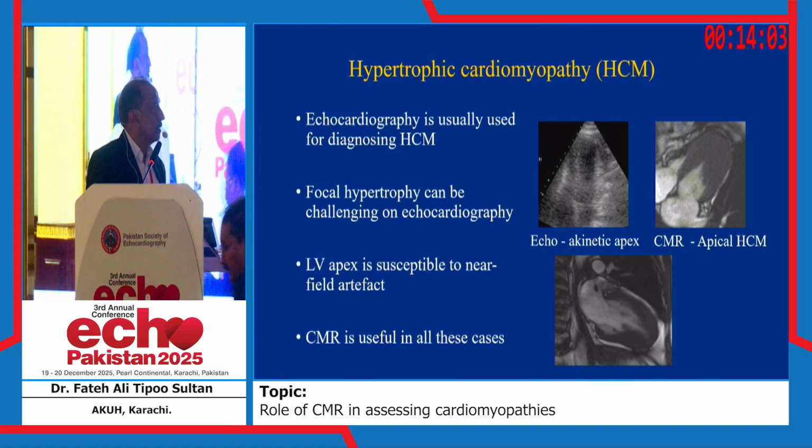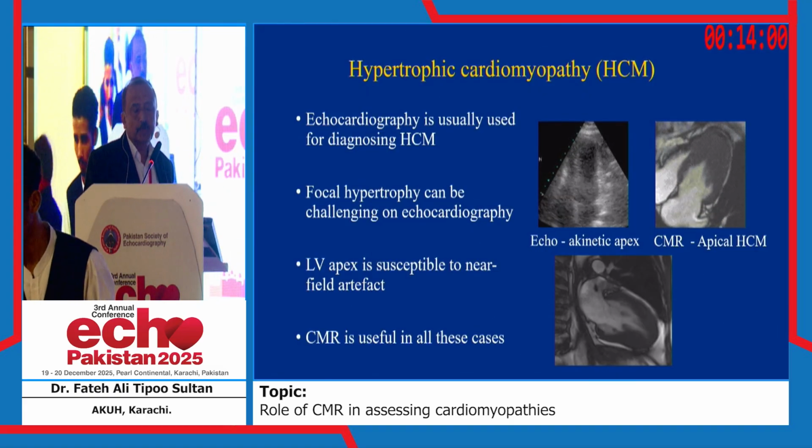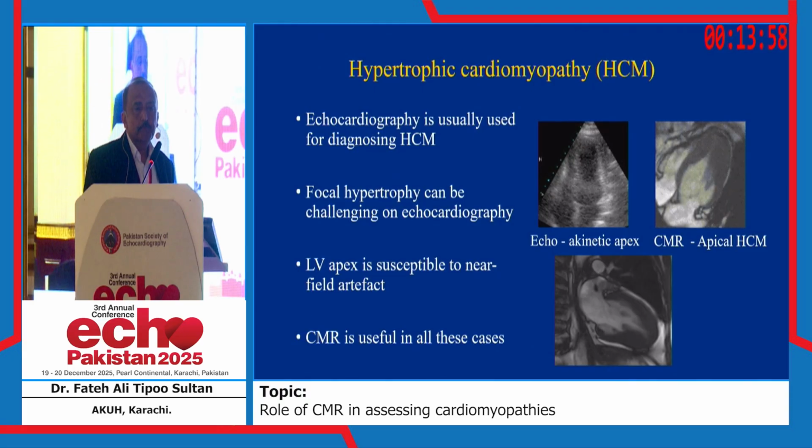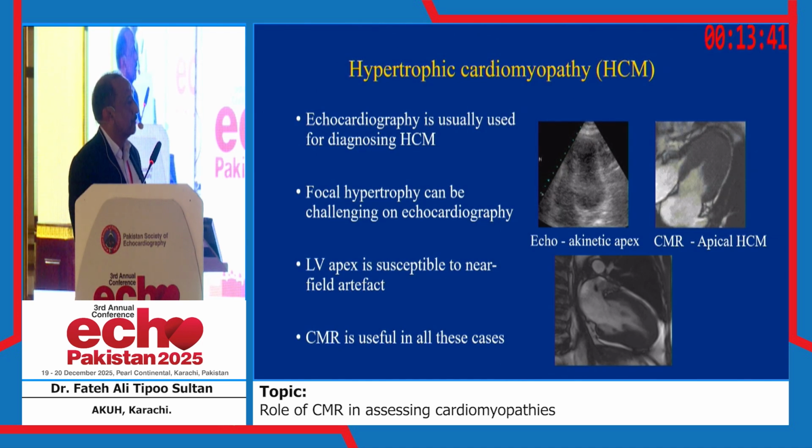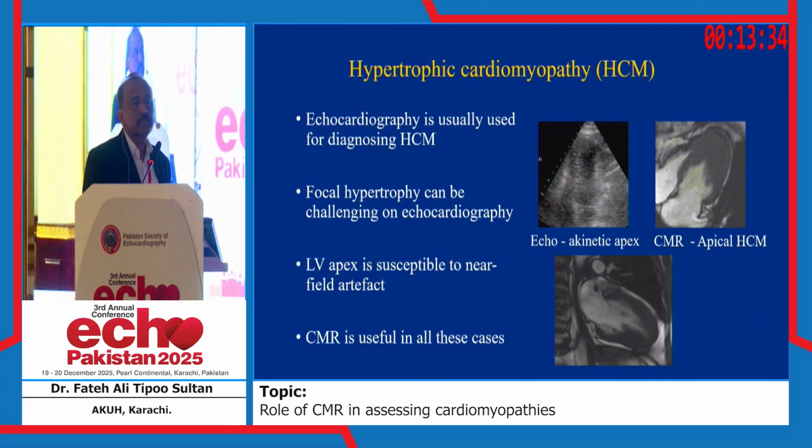Echocardiography is usually used for diagnosing hypertrophic cardiomyopathy, but focal hypertrophy can be challenging on echocardiography, especially as the LV apex is susceptible to near field artifacts. Here is an example of a patient with apical hypertrophic cardiomyopathy. On echo, the apex is akinetic, but on CMR there was apical hypertrophic cardiomyopathy. There was significant clinical evidence and significant ECG findings in this patient, so we did the CMR.